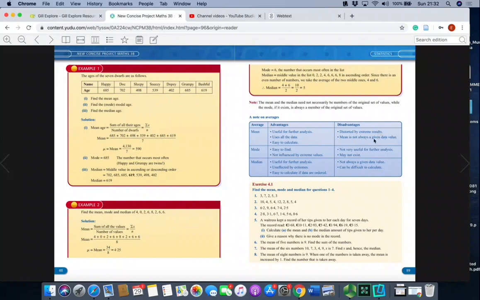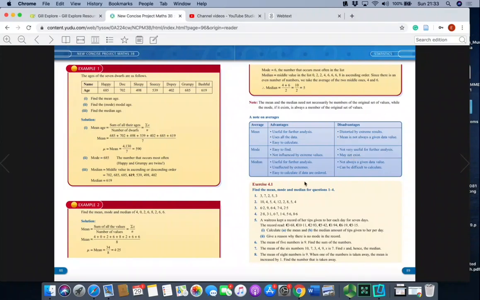The mean is not always a given data value, so that may be a disadvantage, but the big one is the extreme results. The mode's advantage is that it's really easy to find, and it's not influenced by extreme values. An extreme value is always going to be a single one, an outlier, so it's never going to be the value that occurs most often. The mode is then not very useful for further analysis, and it may not even exist.